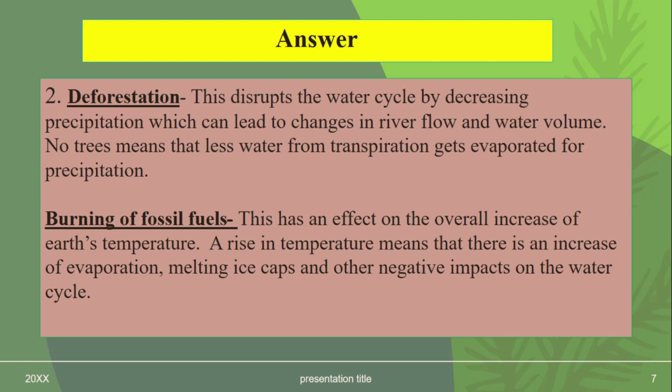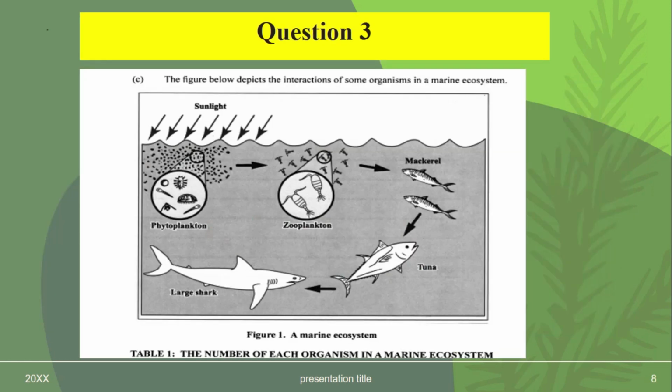So, normally, without human actions, you will not have deforestation. You might have a lot of plants and a lot of transpiration, and a lot of rainfall. The burning of fossil fuels again will increase the temperature, thus reducing rainfall. All right. Question number 3 here.